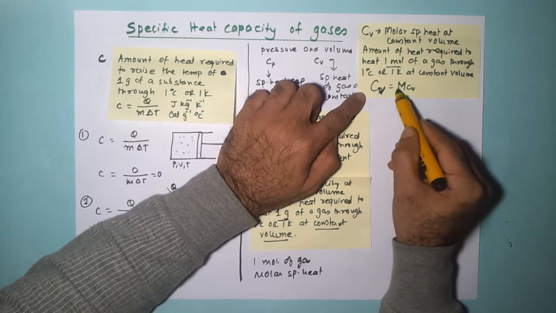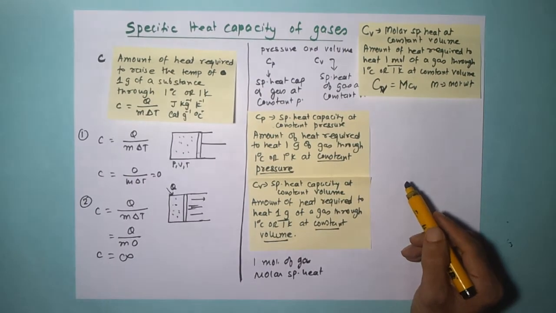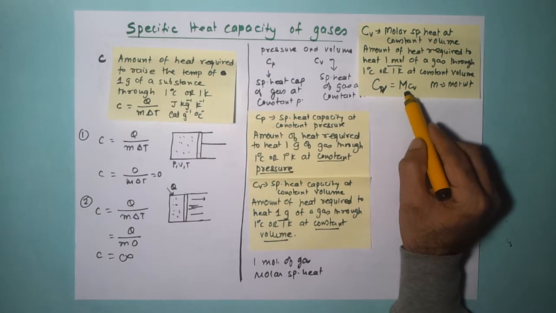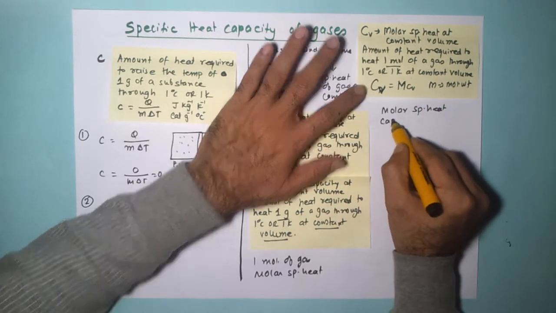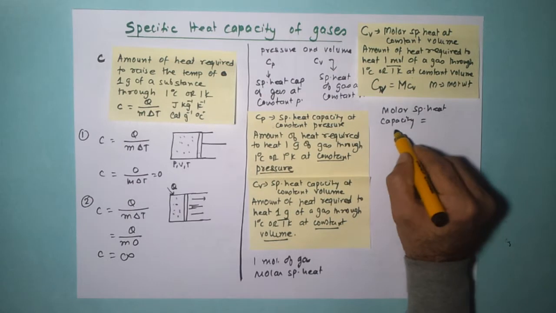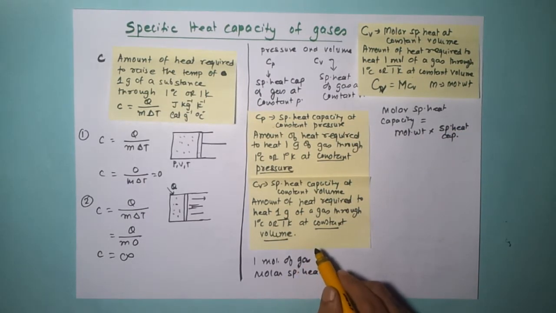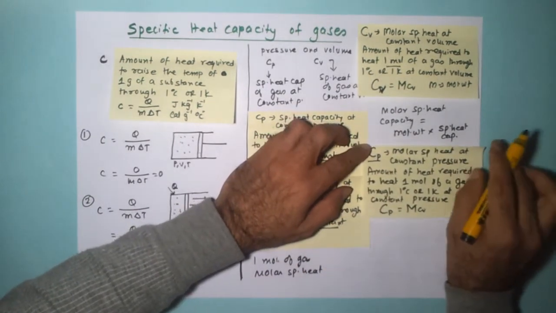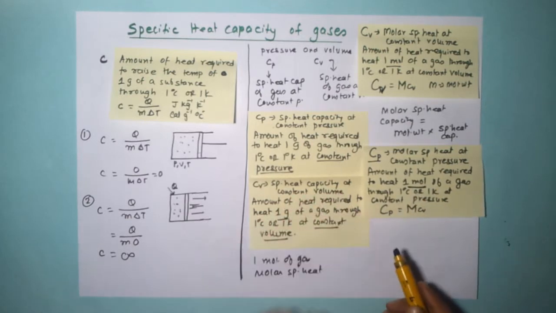Capital Cv is M into small cv, where M is the molecular weight. So if I multiply molecular weight with small cv, then I'll get capital Cv. So molar specific heat capacity is equal to molecular weight into specific heat capacity. Similar definition we will have for molar specific heat at constant pressure. Same, only the change is that we're using 1 mole of gas.